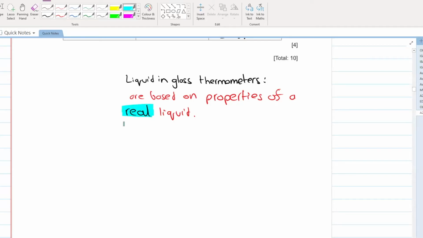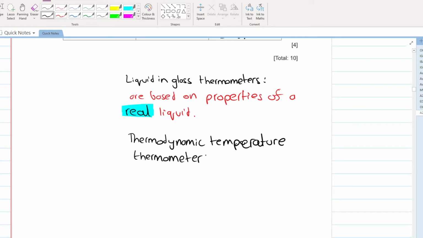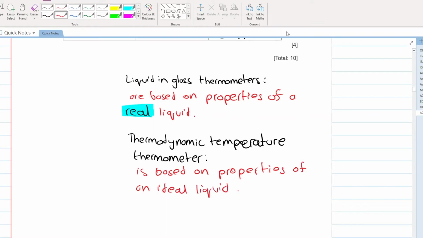Liquid and glass thermometers are based on a property of a real liquid. If you need a thermometer that measures thermodynamic temperature, what will you want? You will want the liquid inside to be ideal, based on the properties of an ideal liquid. So this is the reasoning.